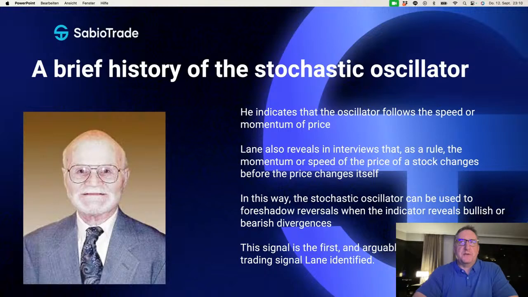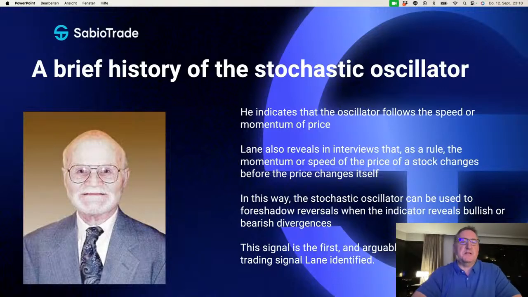About the brief history, Mr. Lane indicates that the oscillator follows the speed or the momentum of the price. And if you follow my webinars and my YouTube videos, then you know that everything that happens in the market, you can see in the price, because at the end, price creates a volume, creates the new price.